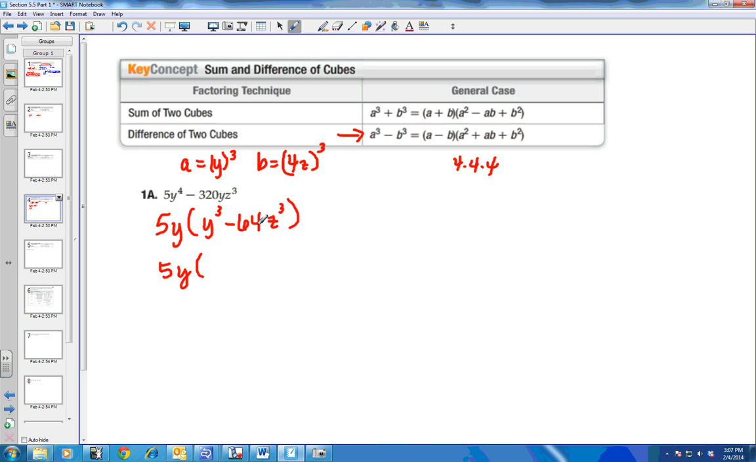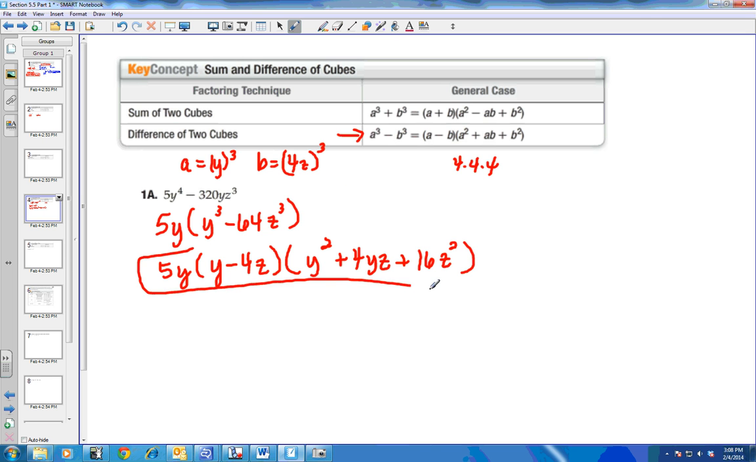I know it's this one because of the minus. So it says a minus b, so y minus 4z. Then it says a squared, so y squared, plus a times b, so 4 times yz, plus, take my b and square it, so 16z squared. And that's my answer.